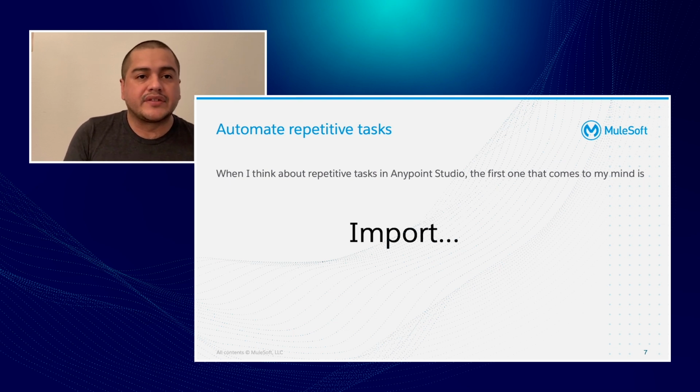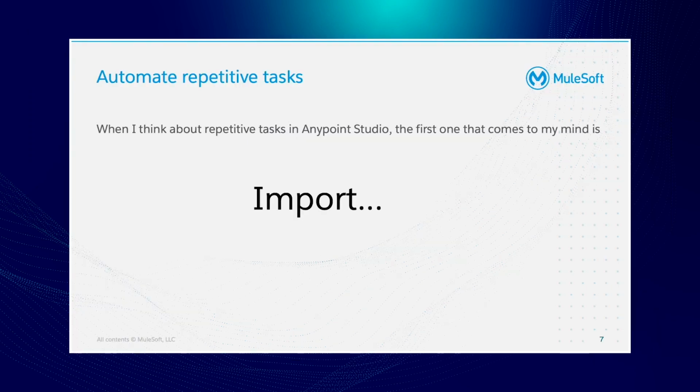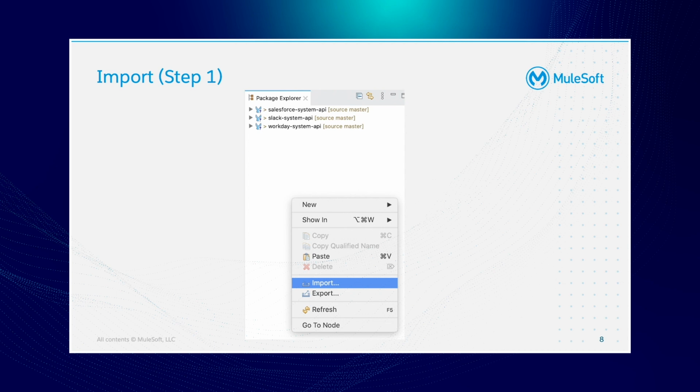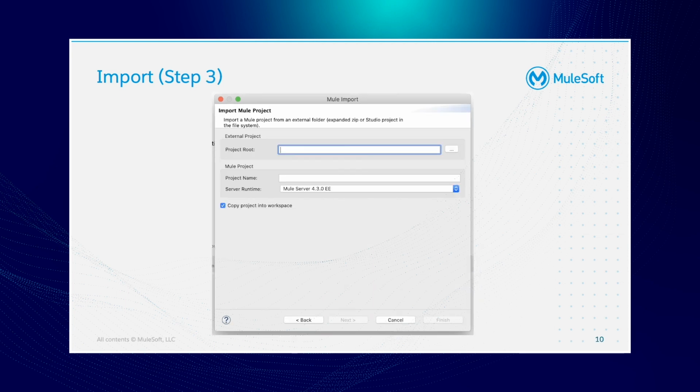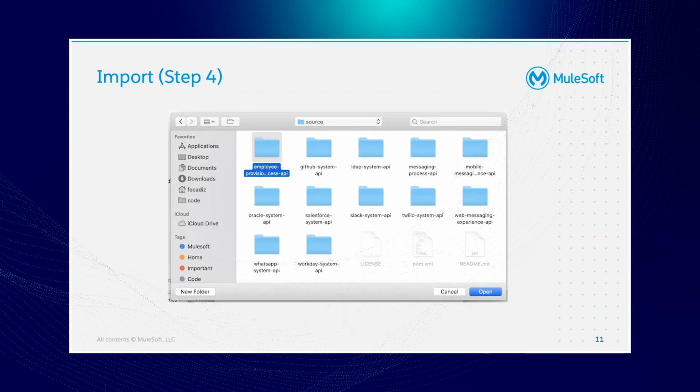The second practice here is to automate some repetitive tasks. One of the tasks that I don't really like, because it's time consuming with a lot of clicks and windows, is the import. When you are importing a new project, you need to go through multiple windows. The first step is, once you are in Anypoint Studio, you right click and then click on import. Then you select the Anypoint Studio project from the file system. Then you see a new window where you need to find the Anypoint Studio project, and then find the specific project folder there.